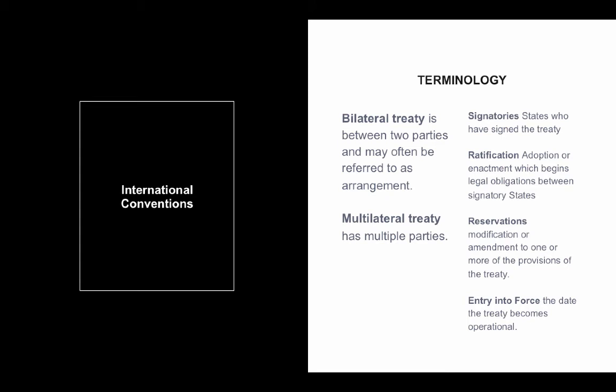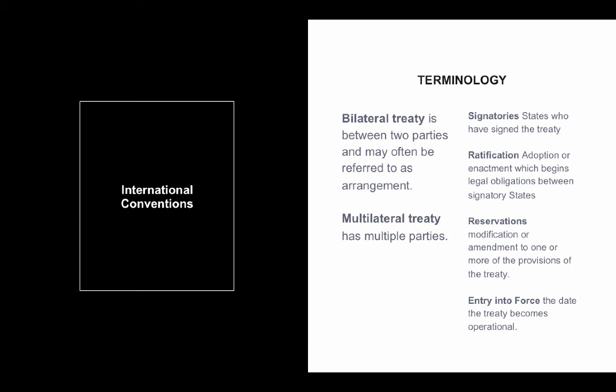Having that entry into force date is quite key when you're doing legal research, and being able to find that date to enable you to correctly cite the treaty. Signature and ratification need to be translated into domestic laws before they actually create rights and obligations for the individuals living in a particular country. Treaty law is nevertheless a legitimate and important influence on domestic law.